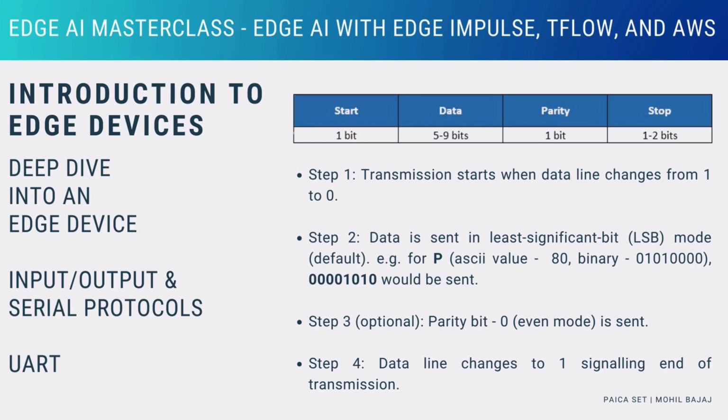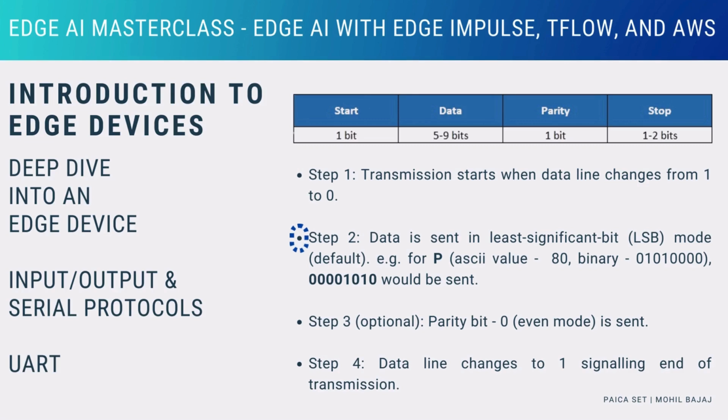Broadly speaking, the process can be divided into 4 steps. In the first step, the transmission starts by changing the data line from 1 to 0. Or in other words, it starts when a start bit with a value of 0 is sent on the line. Once the start bit has been sent to let the receiver know that a data transmission is underway, in the second step, the actual data is sent in either the least significant bit or LSB mode, which is the default setting, or the most significant bit mode, or the MSB mode.